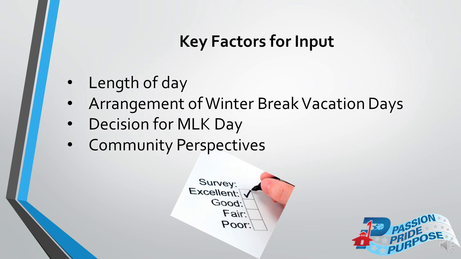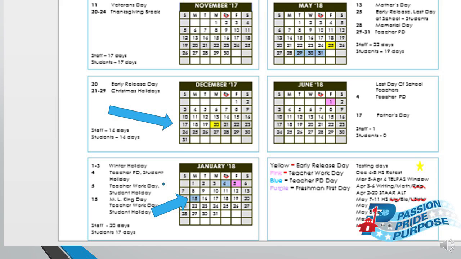Key factors for input include length of school days, arrangement of winter break vacation days, a decision for MLK Day, and community perspectives. One question on the survey asked how we should use Martin Luther King Day. Keep in mind that teachers' contracts are 187 days and we are using innovative student breaks throughout the year. We will consider using Martin Luther King Day as a staff holiday. The net impact of that would result in a shorter Christmas break or adding an extra day on June 4th. If we ask teachers to return on Friday, August 11th to account for the staff holiday on Martin Luther King Day, it will cause a significant impact to our overall budget.